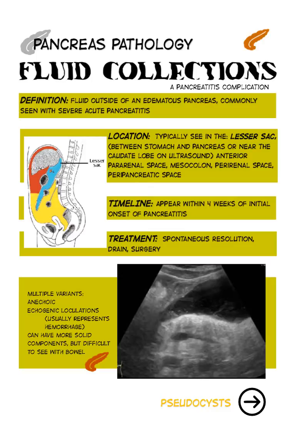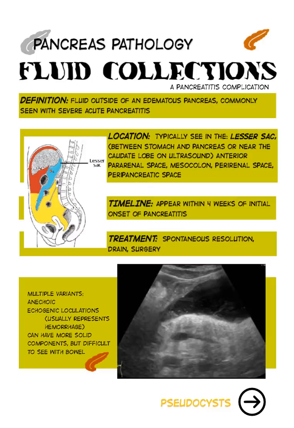Now, what fluid collections look like on ultrasound can vary from patient to patient. We can see anechoic fluid, which means that it's just simple fluid leaking from the pancreas, or we might see some echogenic fluid with loculations through it, which usually represents some sort of blood in the fluid. We might see some more solid components in the fluid as well. When we have those solid components, it gets a little bit trickier to see because that can blend in pretty easily with the bowel.